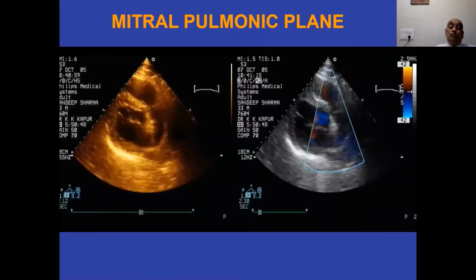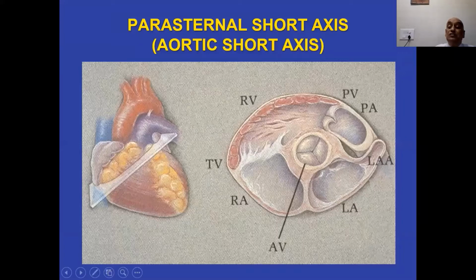Now you go to the short axis angulations. To go to the short axis, that is, to the cross-sectional planes, what are you going to do? You're going to rotate the orientation of the beam clockwise from the 10 o'clock position to the 1 o'clock position. And as you do that, you see the aorta in the center.